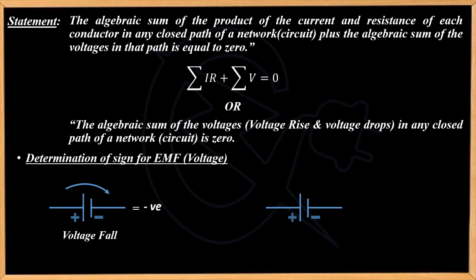But if the current direction or loop direction goes from negative terminal to positive terminal, which means lower potential to higher potential, then we'll consider it as voltage rise, which means positive. So कब voltage minus लेना है और कब voltage plus लेना है. अगर वो positive से negative जा रहा है, then it is negative, और अगर वो negative से positive जा रहा है, then it is positive.